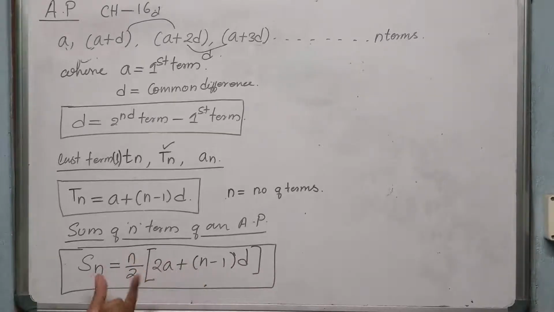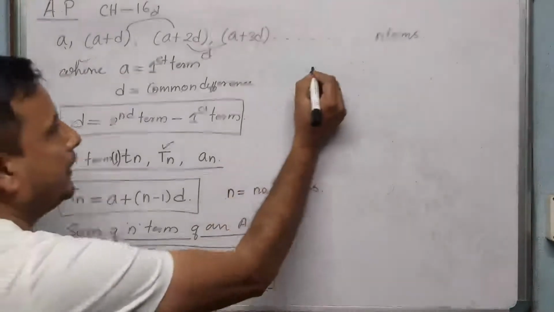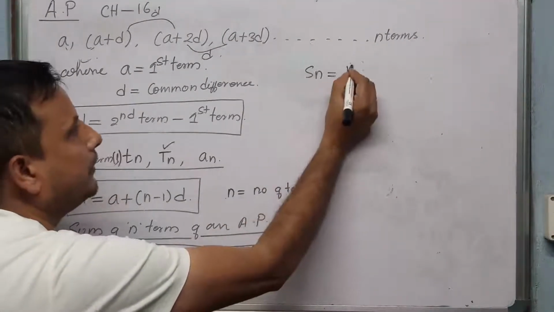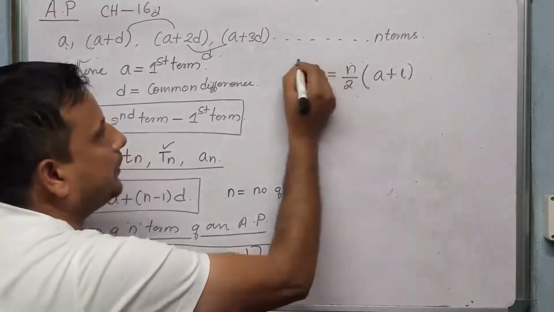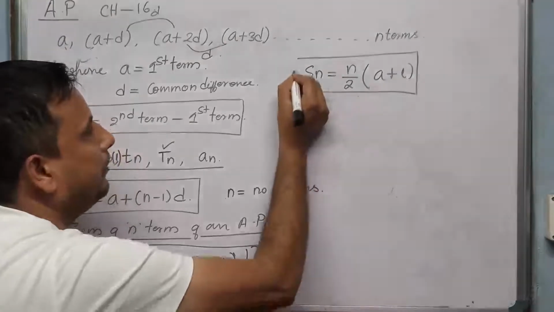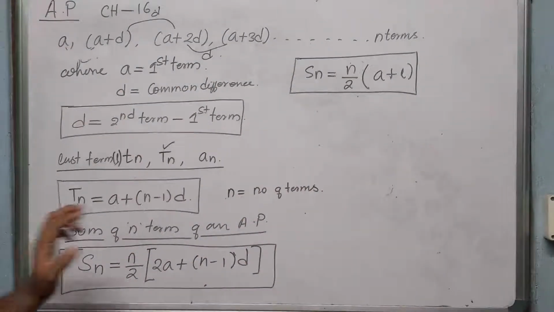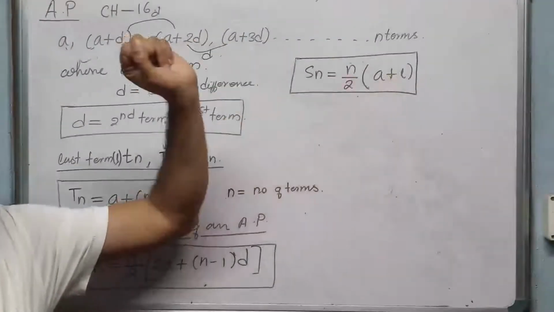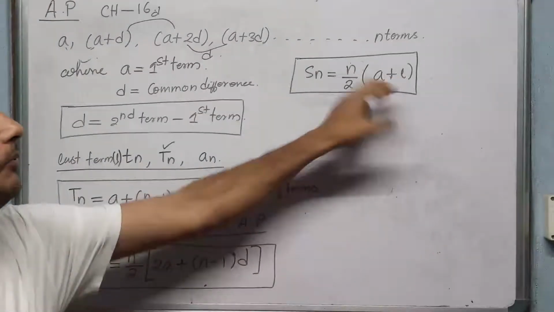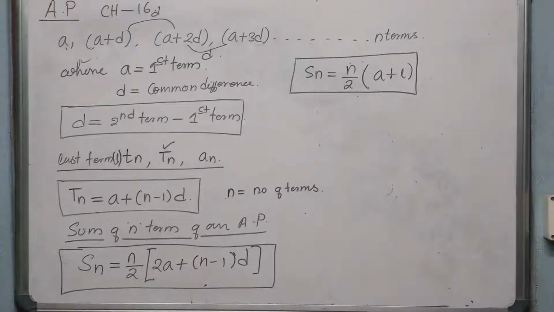Now everything is familiar over here. n is the number of terms, a is the first term, d is the common difference. These three formulas are important for AP. And one more formula is there for the sum of n terms. Just remember, n by 2, a plus l, also we can use. This is the alternative formula of the sum. We use this formula in case the last term is given. Now these are the formulas of an AP.